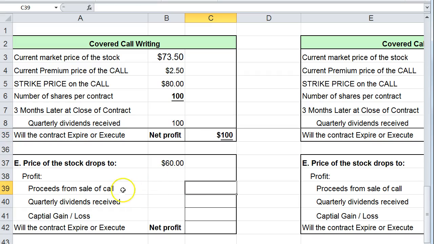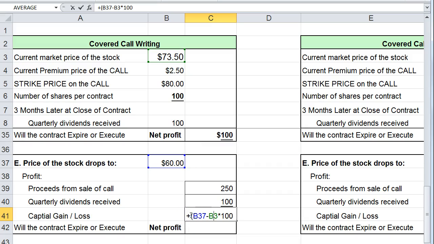So $60, again, the proceeds from the sale of the call. When I sell the call, I'm earning the premium, so premium times the 100 shares. And the dividend, since I own the stock, I'm going to receive the dividends. Now the capital gain or loss is going to be the 60 minus the 73 times 100.